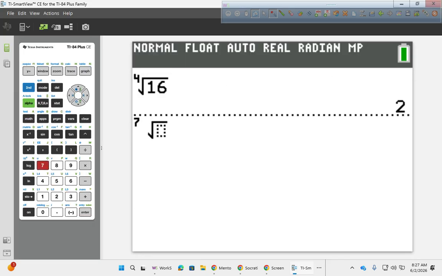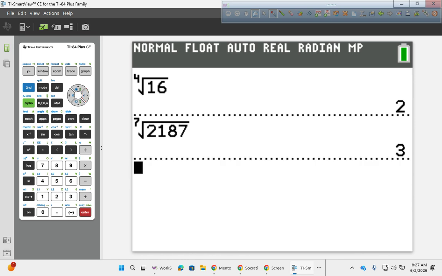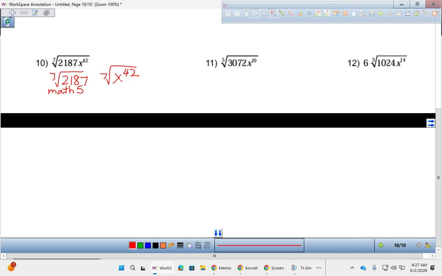So it's the 7th root of 2187. If it becomes a whole number, then you want to change it. And for this one, I'll do inside divided by outside. And if it becomes a whole number, which it does, I just can't forget that there's an x on that. Those were both perfect, so I just get 3x to the 6th.